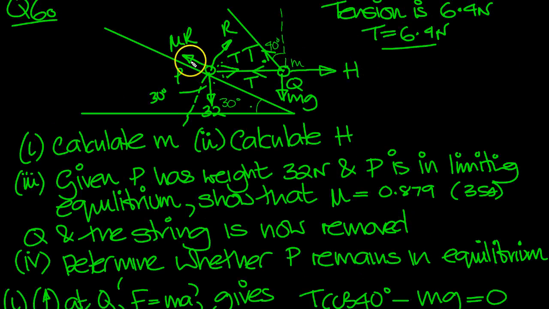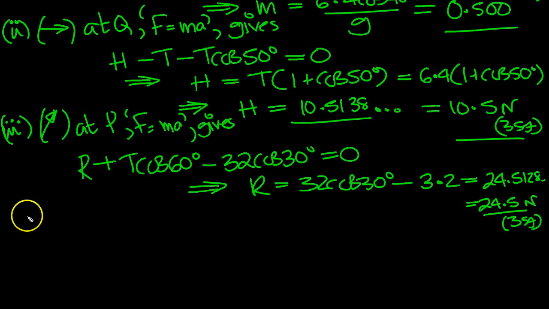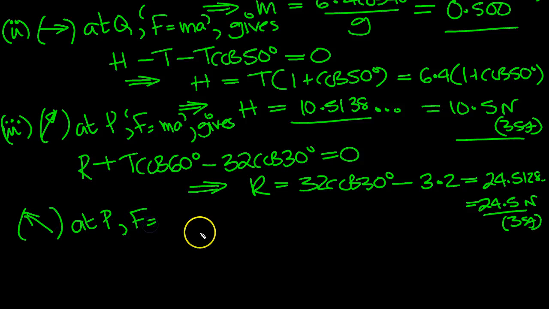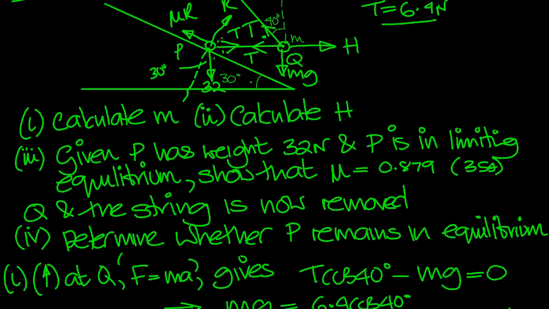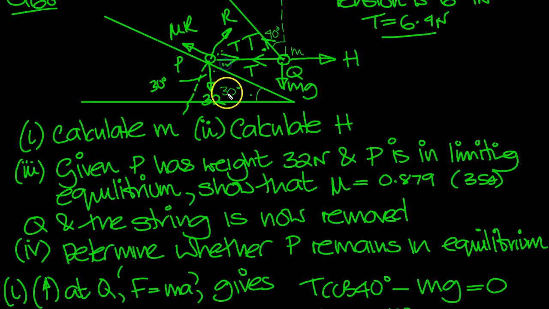So resolving along the line of greatest slope. So let's do that then. Let's go up the line of greatest slope. So along the line of greatest slope now, at P, F equals ma gives. So we had mu R, which is acting up the line of greatest slope, minus T cos of this angle, which is 30, minus T cos 30.